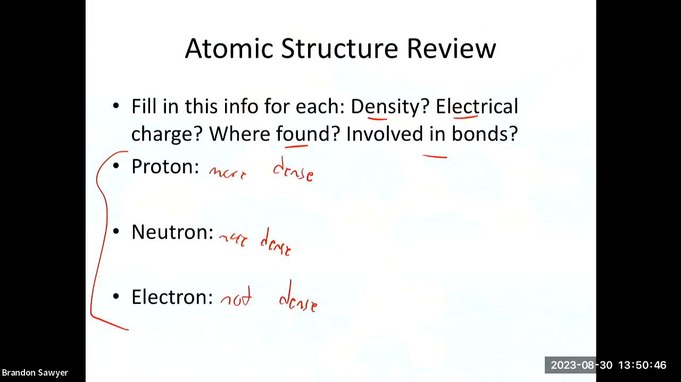All right, what about the electrical charge? Protons are positive, neutrons neutral, and electrons negative. Okay. Where do we find protons as far as the structure of an atom goes? In the nucleus. Okay. What about neutrons? Nucleus, so both there for those. Okay. And then what about electrons? Out in the shell, right? Out on the electron shell, so on the outside.